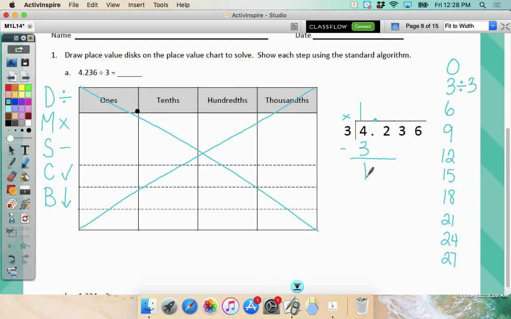After I subtract, what do I do? Check. What do I check? If the remainder is less than the divisor. Or if you can't remember those words, can you say, is the 1 less than the 3? Yeah. Okay, so I can bring down the 2. Notice there's a bit of a space between those 2, and it's okay. Now I'm ready to start the process all over again. So I go all the way back up to the divide, and we start again.